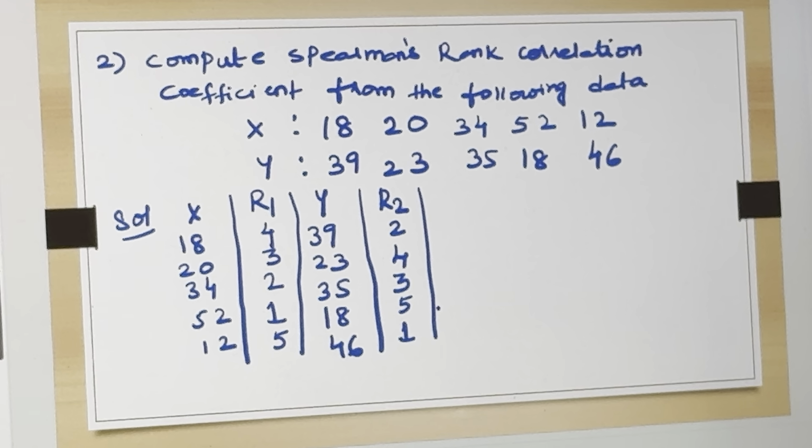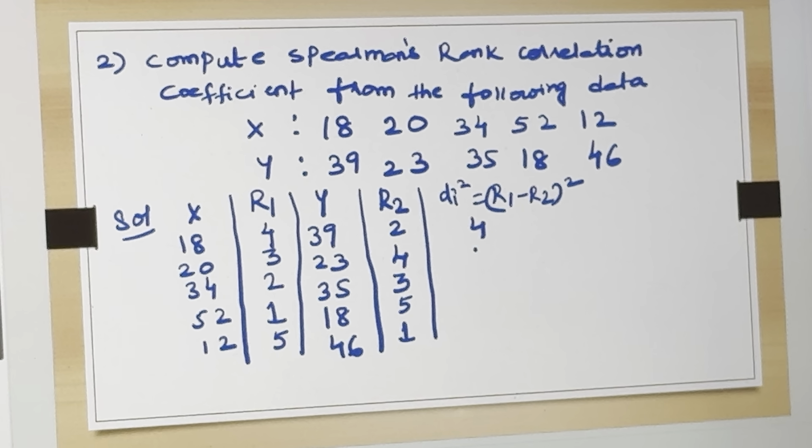Okay, so after this the next column is nothing but di square. What is di square? R1 minus R2 the whole square. Okay, so that is 4 minus 2 the whole square will give you what? 4. Then 3 minus 4 is minus 1.